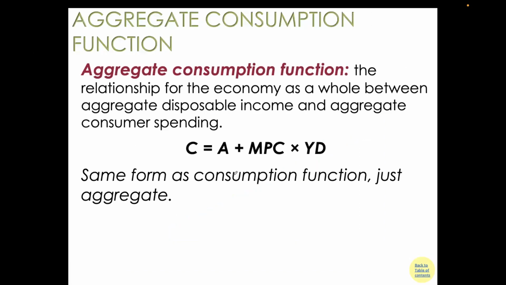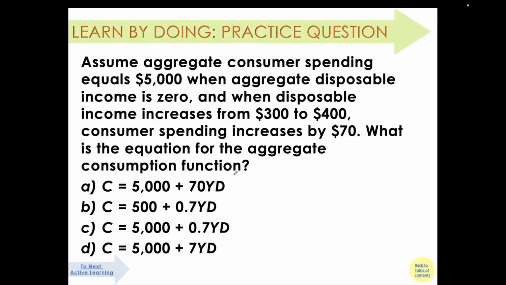And then we are going to put them together to get the aggregate consumption function. Essentially, we are going to switch from lowercase to capital case. Lowercase is for individual, capital case is for aggregate. Start with C, now it's aggregate consumption. A is just aggregate autonomous spending. And YD is aggregate disposable income. MPC is the same, right? So this is the aggregate consumption function.